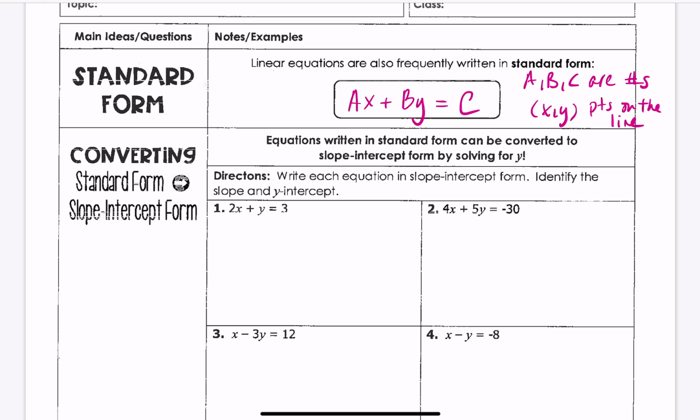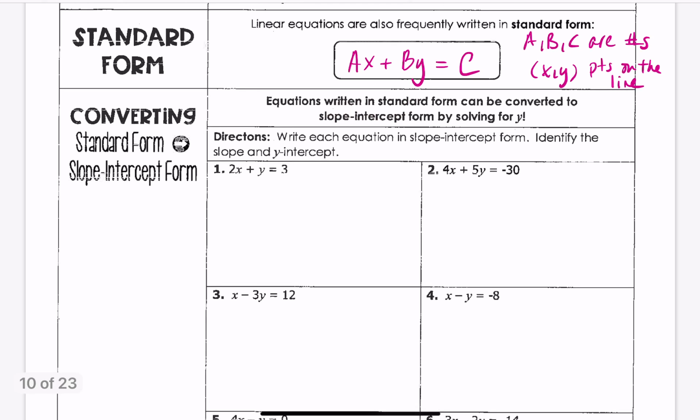Well, this actually isn't special because what we usually have to do is equations written in standard form can be converted to slope-intercept form by solving for y. So when we see this, we have to solve for y to get y alone to make it slope-intercept form. So let's just take a second to review what that means. So converting over here on this side, converting standard form to slope-intercept form, let's quickly talk about this because we've done this.